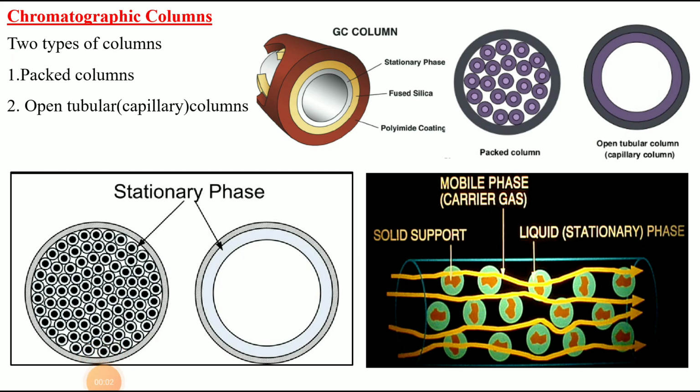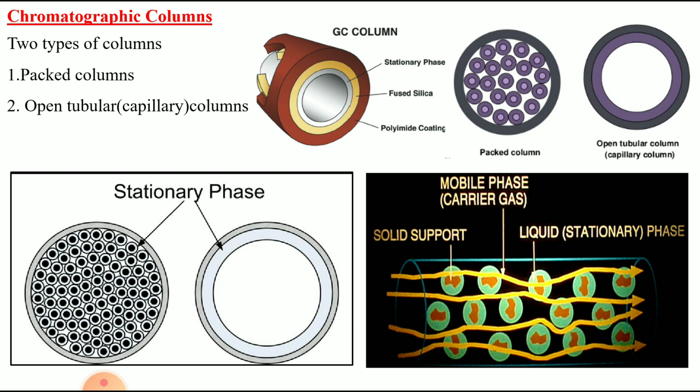The columns used in gas chromatography are classified into two types. The first one is packed columns, and the second one is open tubular columns, which are also called capillary columns. In packed columns, the column inner is coated with a solid or liquid stationary phase. In capillary columns or open tubular columns, the inner surface of the capillary is coated with the stationary phase material.